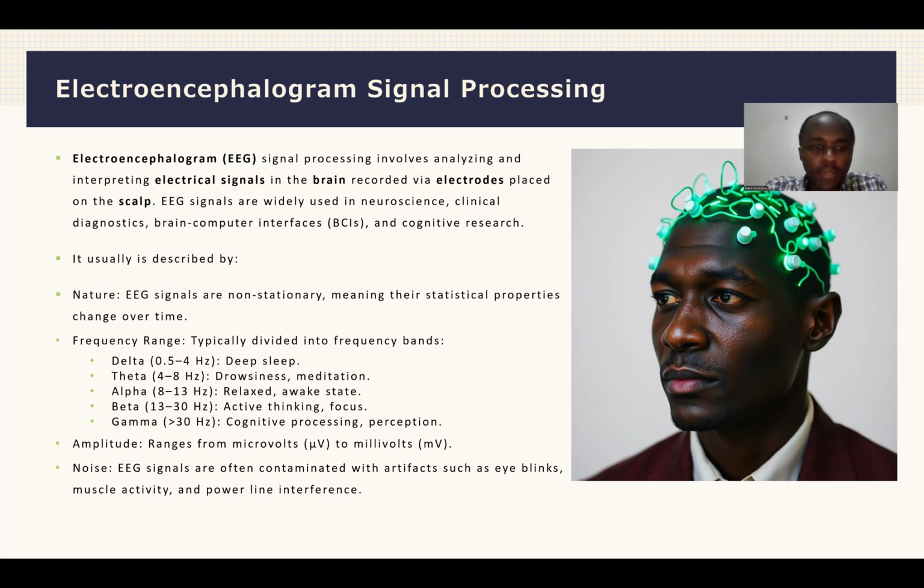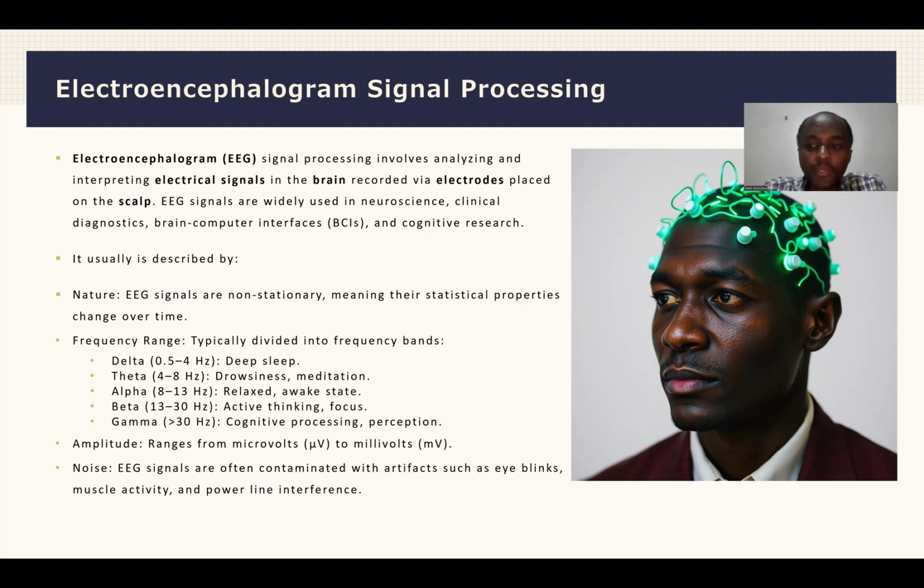Then there is the alpha waves, which is indicative of a relaxed and awake state with closed eyes. Then there is the beta waves associated with active thinking, focus, problem solving and conscious decision making. That's about the beta waves, which is between 13 to 30 hertz. Then there is the gamma waves, which is greater than 30 hertz, which is associated with high-level cognitive processing, perception, and consciousness.